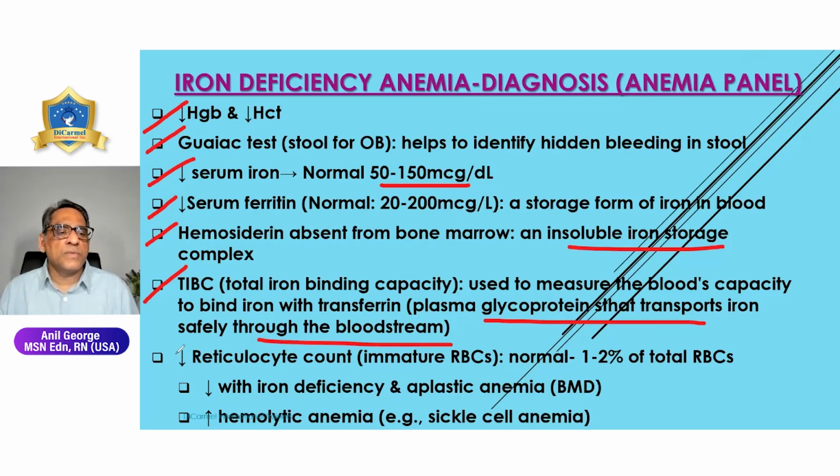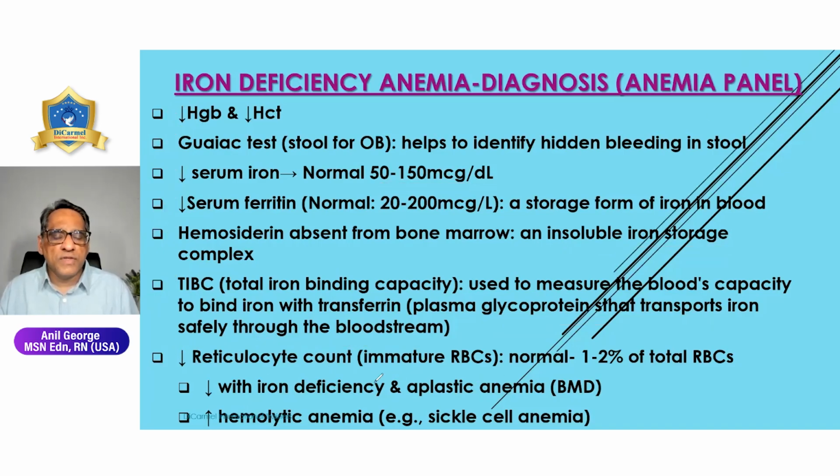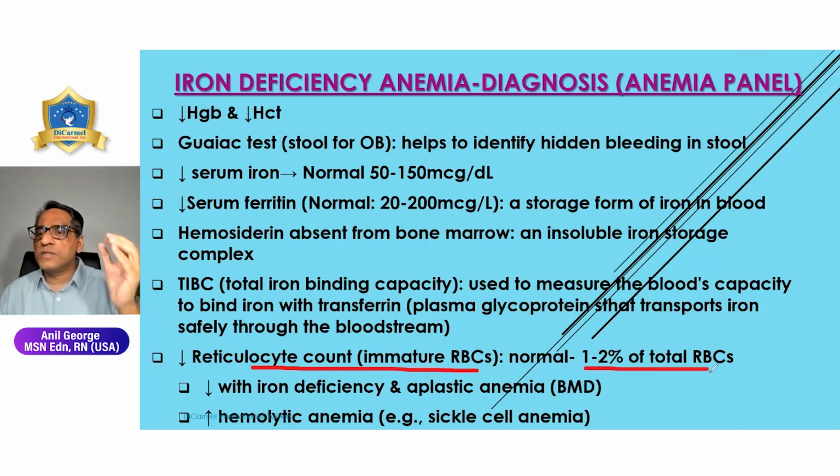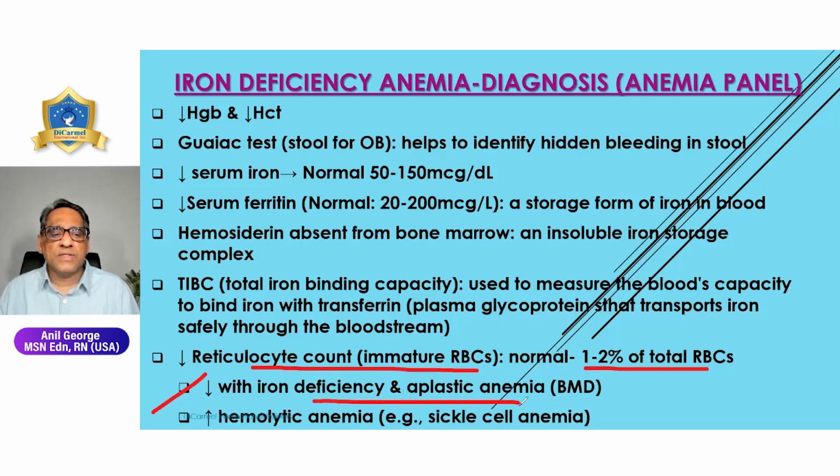And then decrease in reticulocyte count. Yes, again, we heard this information several times. When hemoglobin is low with iron deficiency, the reticulocyte count can decrease. Now, normal reticulocyte, remember, is 1 to 2% of all RBCs. Reticulocytes are the immature RBCs. And with iron deficiency, it decreases. And also with aplastic anemia, that's bone marrow depression. In these two conditions, it can decrease. Whereas with hemolysis, with rapid RBC breakdown, such as in sickle cell and thalassemia, it can increase.